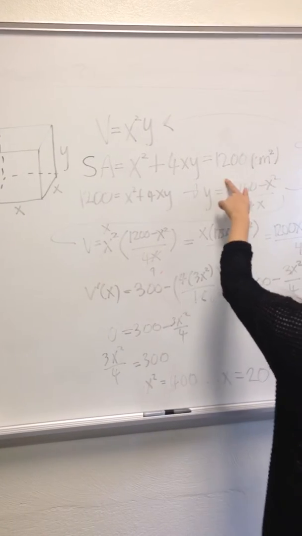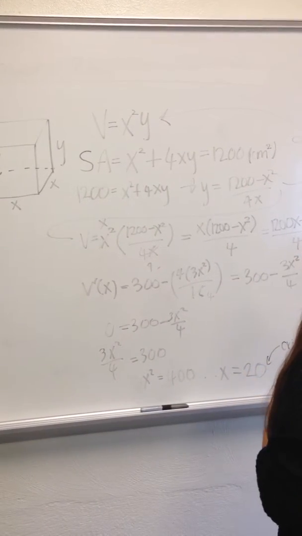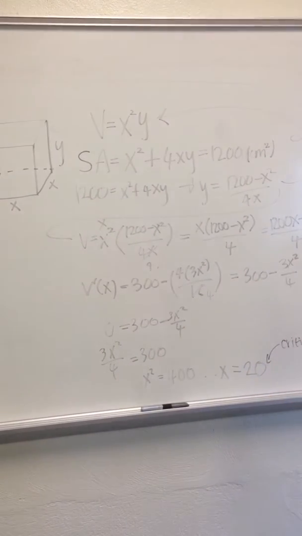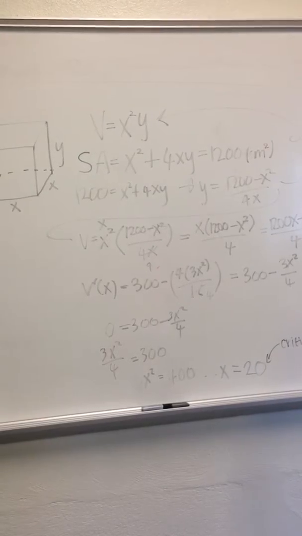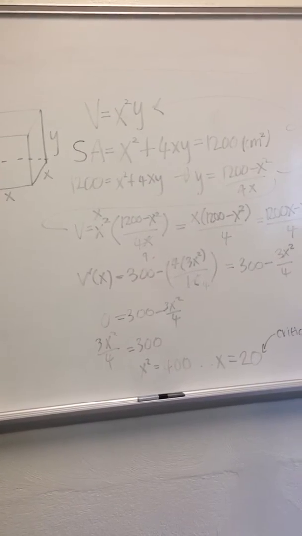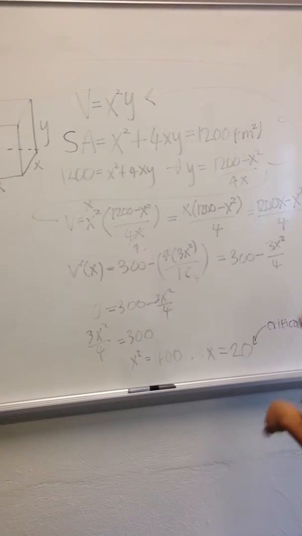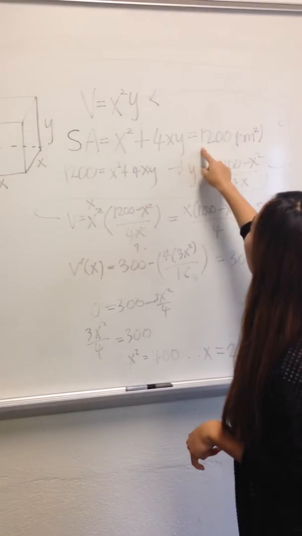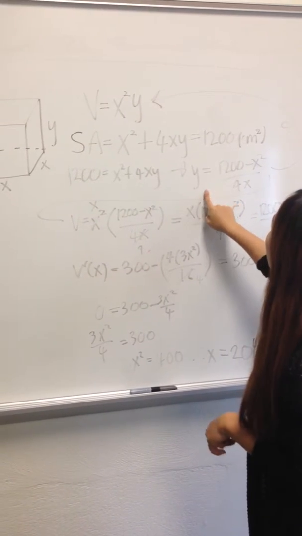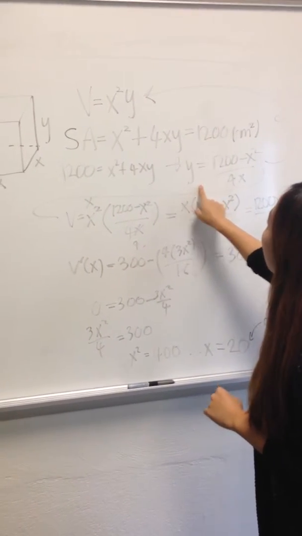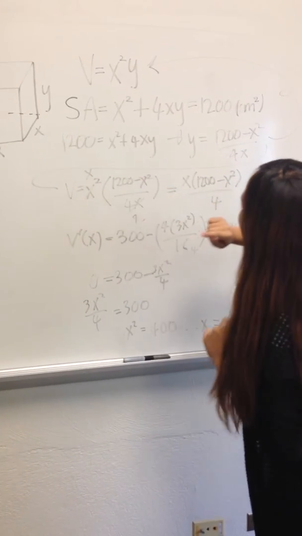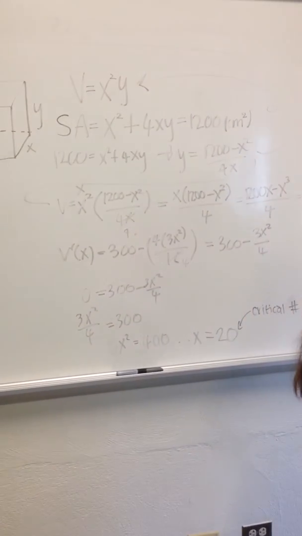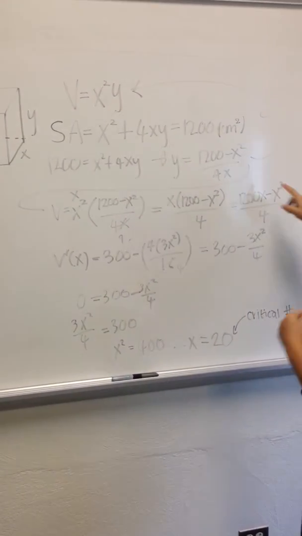But we already know the value of the surface area. So the surface area equals x squared plus 4 times x times y, which is equal to 1200. And then we need to get rid of one variable because we have two variables. So we're going to write y in terms of x. So 1200 equals x squared plus 4xy, and then y equals (1200 minus x squared) over 4x.